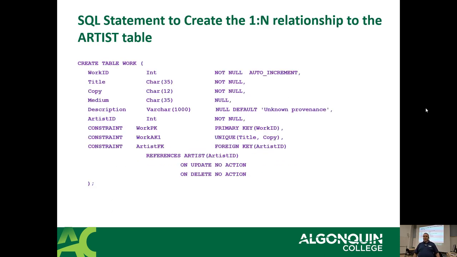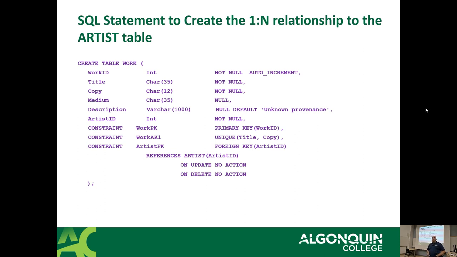All right, here's another example. A lot of this is pretty much the same. Highlights we will see in here is the Varchar 1000. Over here is the default that sets out to a string, defaults to unknown provenance. And the other thing you will see is this last constraint down here, which shows you how to create a foreign key.